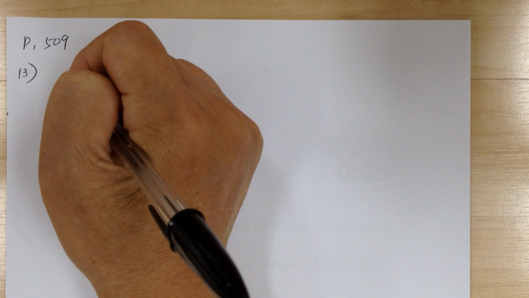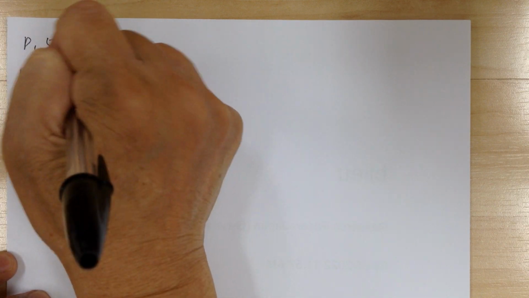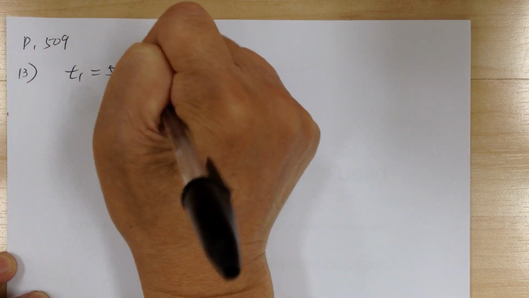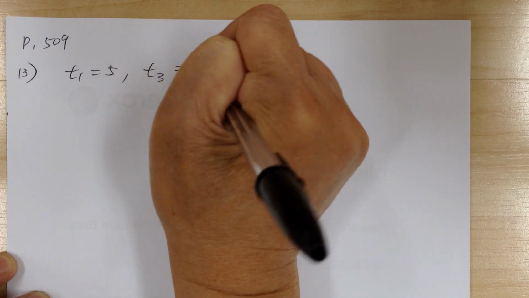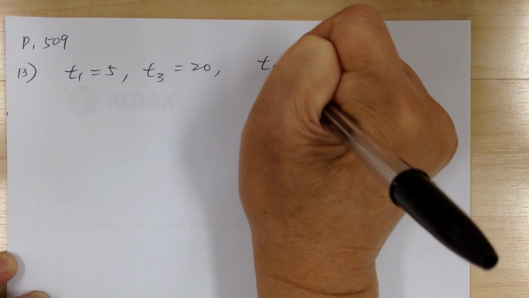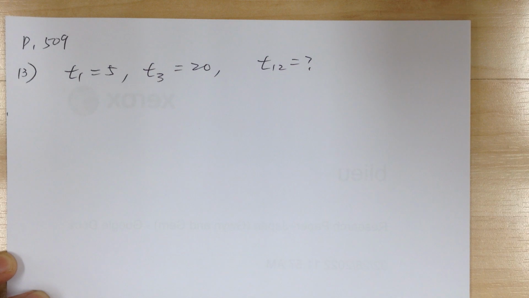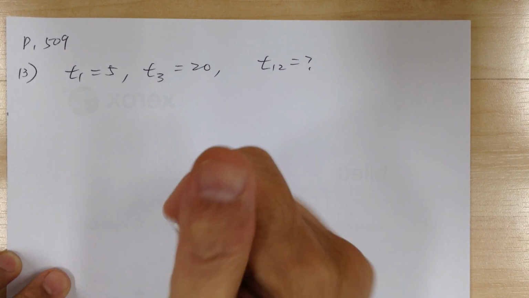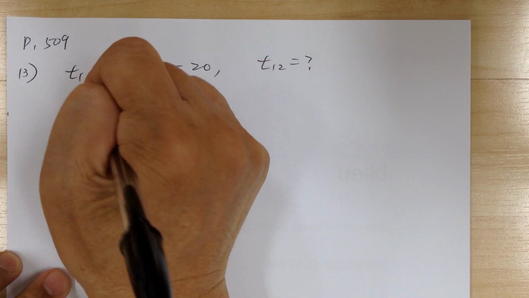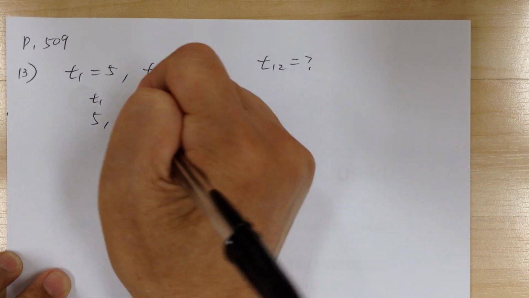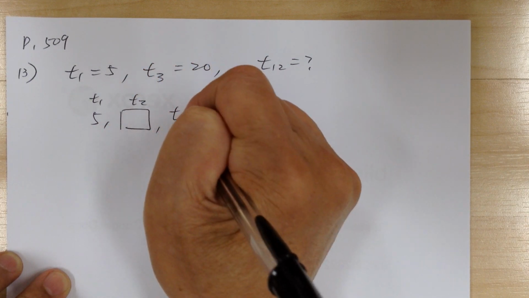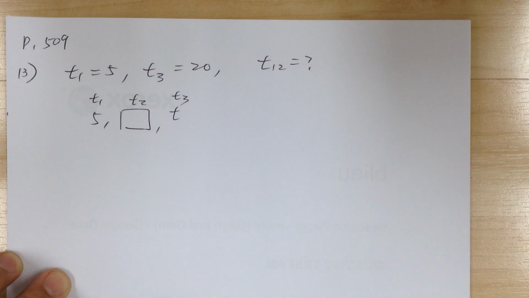Okay, let's go to next one. You got T1 equal to 5, T3 equal to 20, and you're looking for T12. So this one is actually not too bad because you got 5, that's your T1, and you have a missing number, that's your T2, and you got T3 equal to 20.